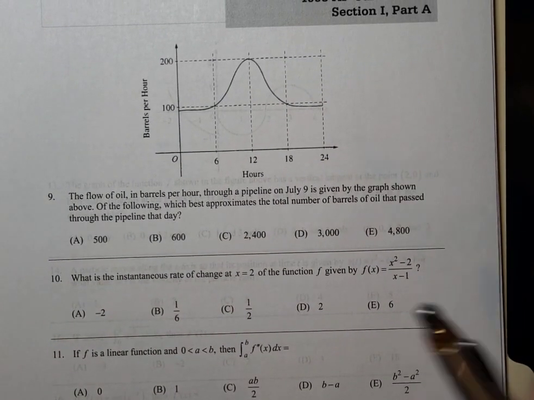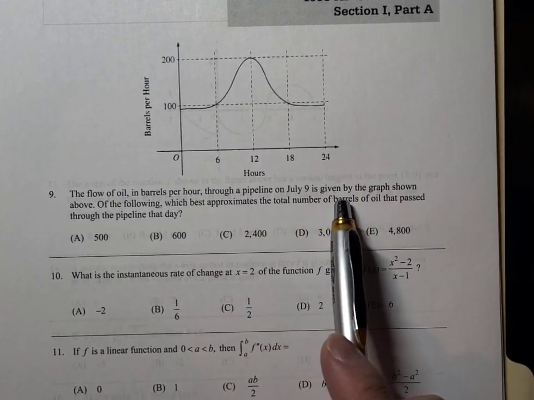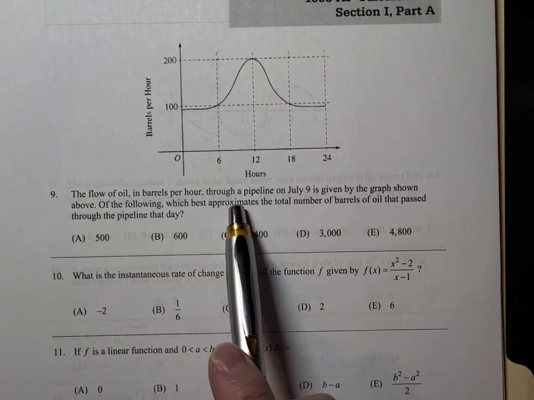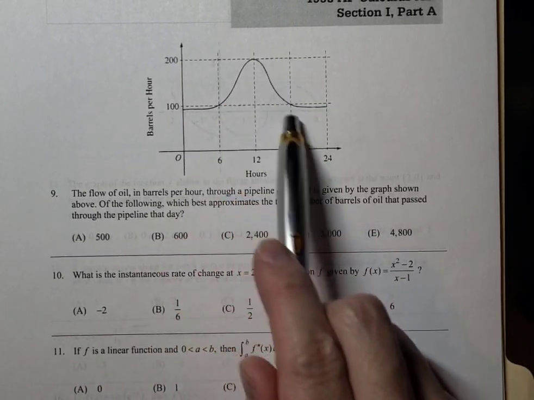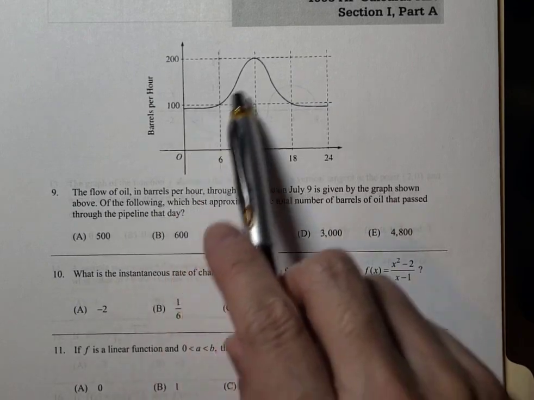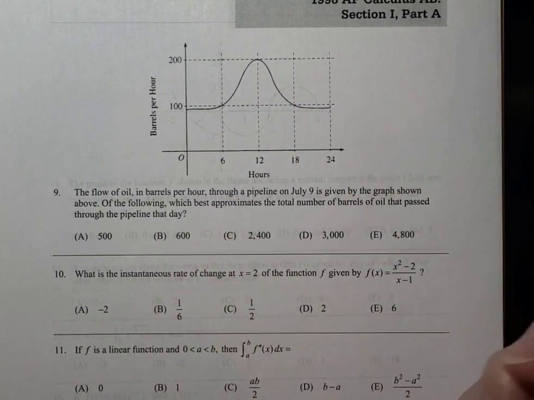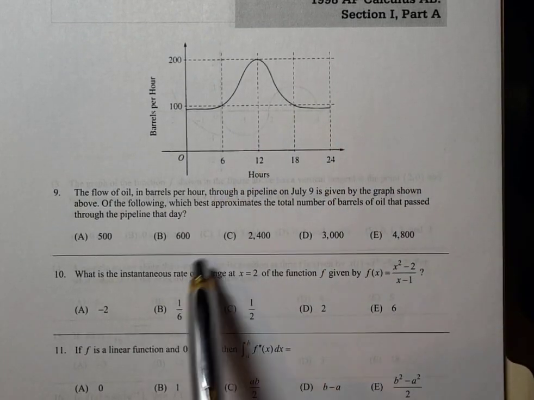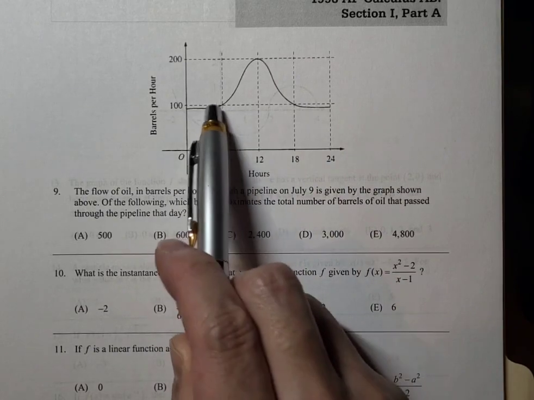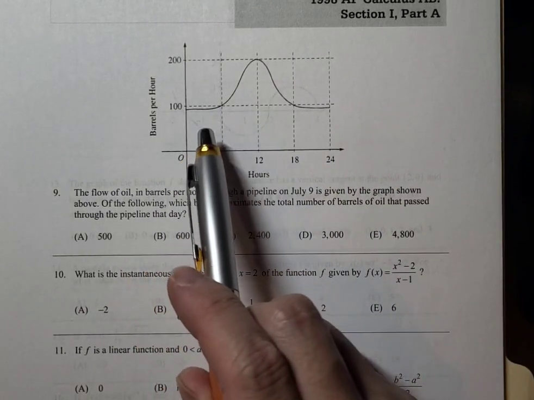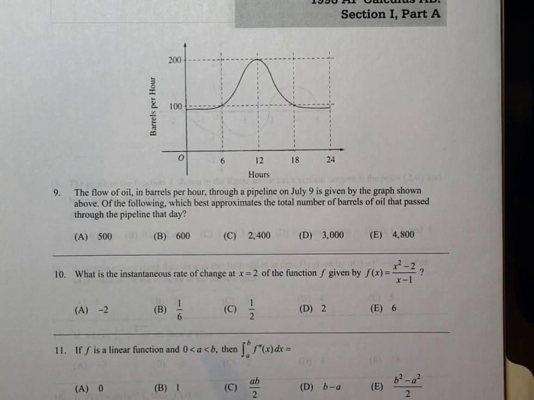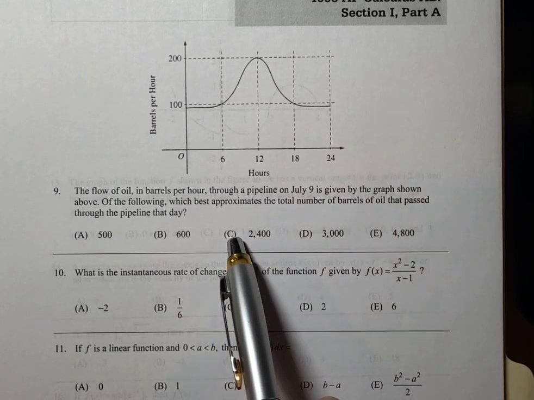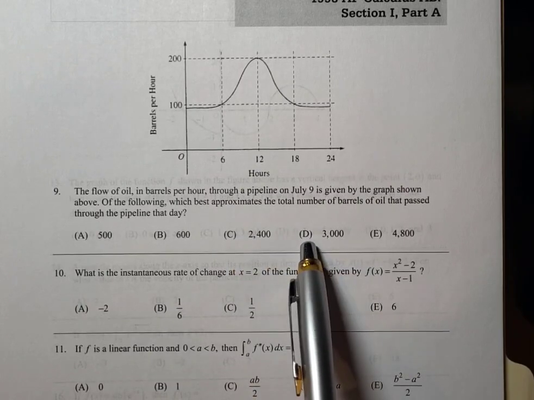Okay. The flow of oil in barrels per hour through a pipeline on July 9th is given by the graph shown above. Which of the following best approximates the total number of barrels of oil that passed through the pipeline that day? This is a rate, and we want a quantity, so we have to integrate. Okay, so we've got to find the area under this curve. This is just an approximation, so we can count. If one box is 600, how many boxes do we have? 1, 2, 3, and these two are kind of half, so 4. So 4 times 600, that is 2,400, okay? But is it actually 2,400 or is it a little more?